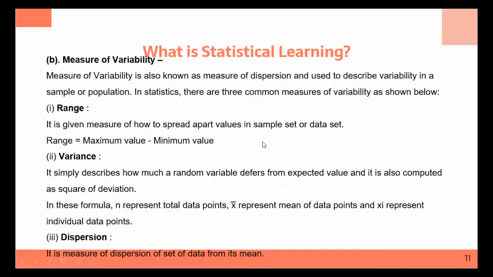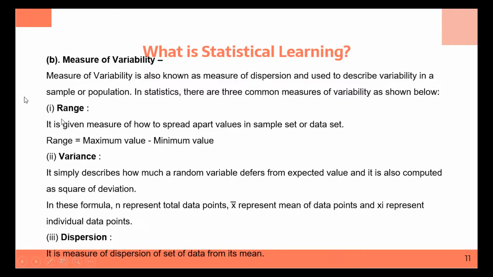Measure of variability is known as a measure of dispersion, that is, spread, and it is used to describe variability. In a sample or a population, in a column of data, how the data is being spread across is what variability is going to measure. All the functionalities of variability point out the same behavior of the data.